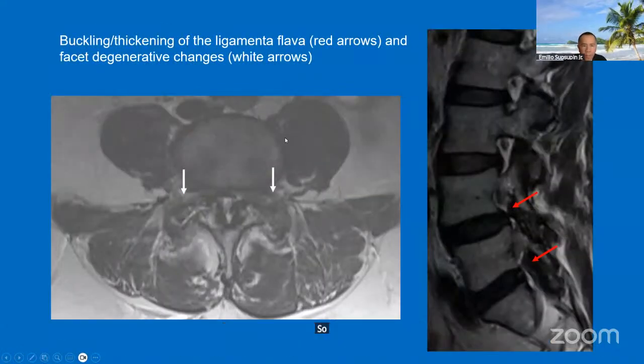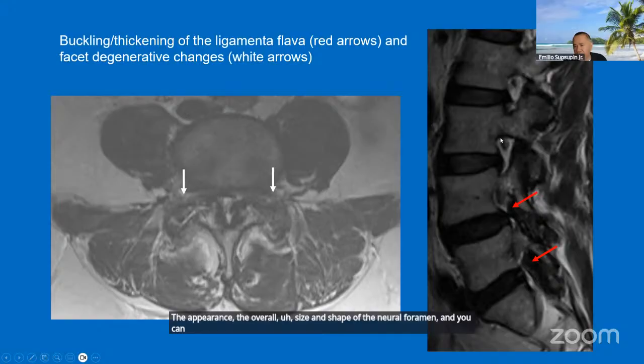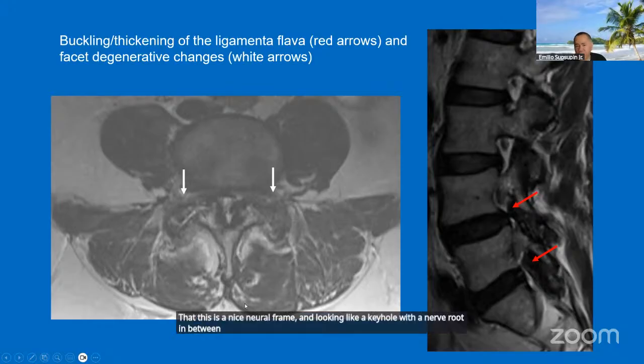So again, just illustrating degenerative changes in the facet and the thickening of the ligamentum flavum, all contributing to the overall size and shape of the neural foramen. And you can see here that this is a nice neural foramen looking like a keyhole with a nerve root in between, just below the pedicle.